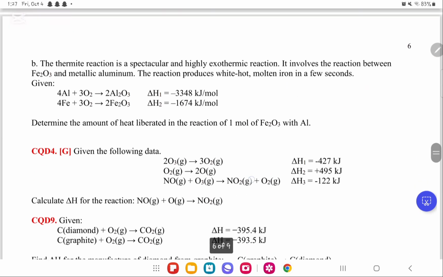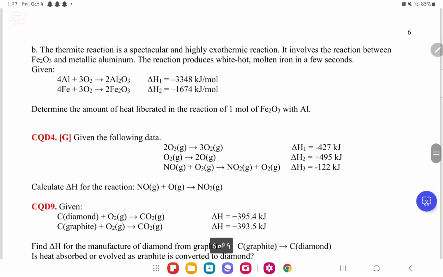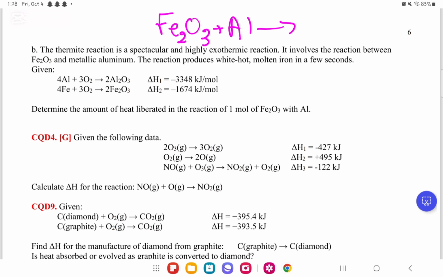Now we have part B. The thermite reaction is a spectacular and highly exothermic reaction. It involves the reaction between Fe2O3 plus metallic aluminium. Okay? It will produce white hot molten iron. So it's gonna produce Fe plus Al2O3.